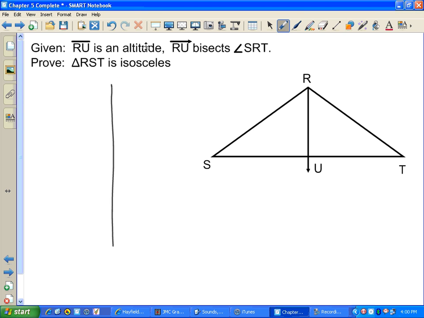So here we're given RU is an altitude, and RU bisects angle SRT. We want to prove that triangle RST is isosceles. So I'm going to assume the opposite is true. I'm going to assume that RST is not isosceles. Then that's my assumption.